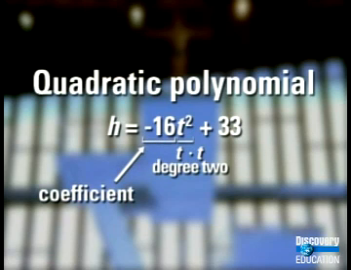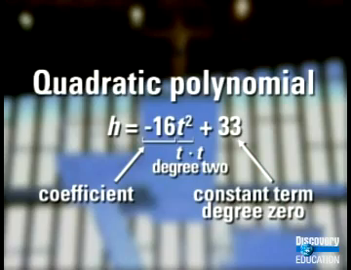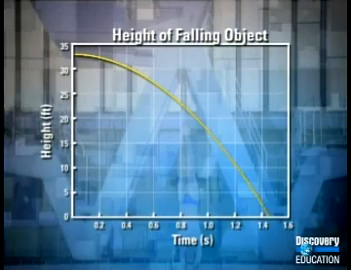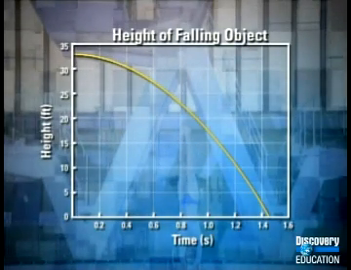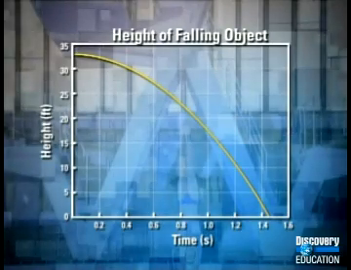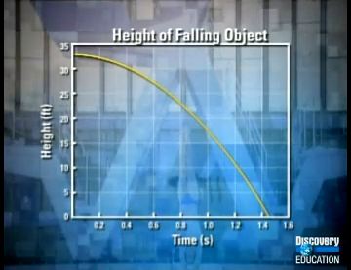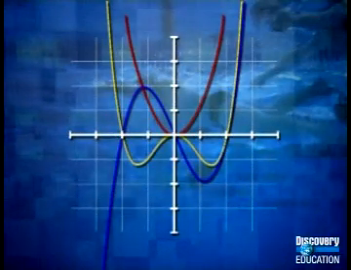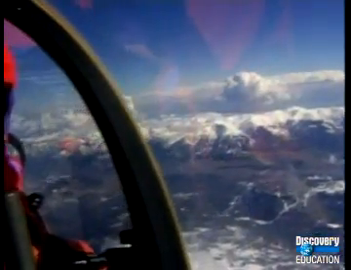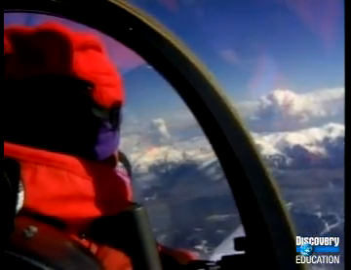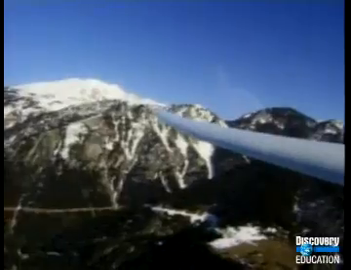The coefficient of the squared variable is negative 16, and the constant, a term with degree 0, is the initial height, 33 feet. Now, the graph of height versus time is not linear, but is a special kind of curve, a parabola. The graph of any quadratic function of one variable, a degree 2 function, is always parabolic. Graphs of relationships represented by higher degree polynomials could have even more complex curvature. Let's see how polynomial expressions and functions can give you a new perspective on the world around you.